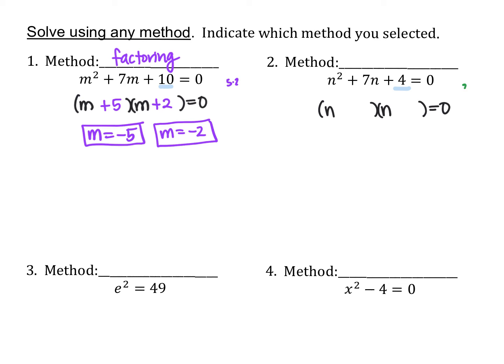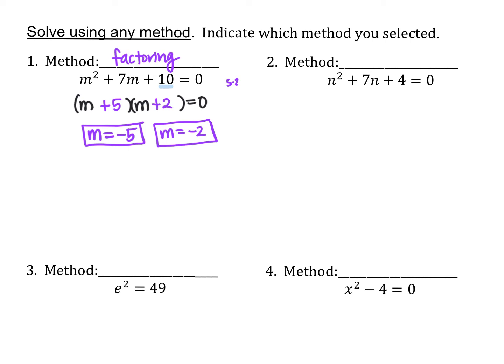I could do 2 times 2. If I do 2 plus 2, I don't get 7. What if I do 4 times 1? 4 times 1 is 4. 4 plus 1 is 5. I still don't get 7. Okay, I can't think of any combination of numbers that works for factoring, so I cannot factor this. I would like to factor it, but I cannot. So this is how I know I can't factor it, when I try it and it's impossible.